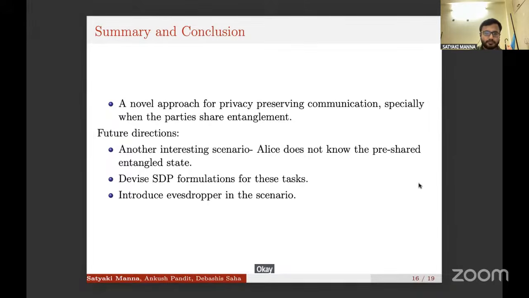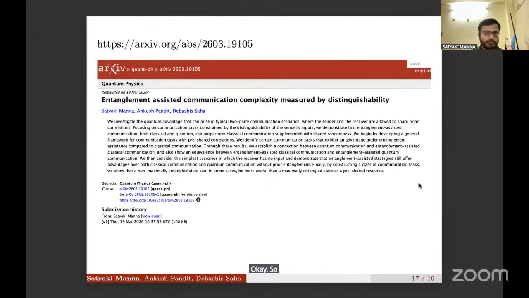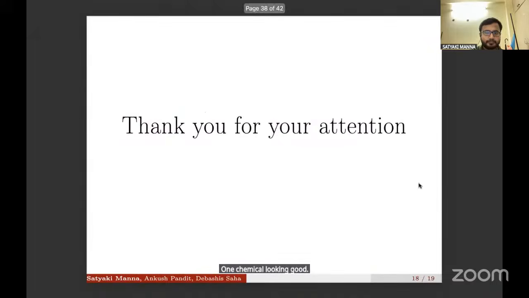Okay, so this is our work on the arXiv. One can take a look at it. And thank you for your attention, and I'm happy to take questions.